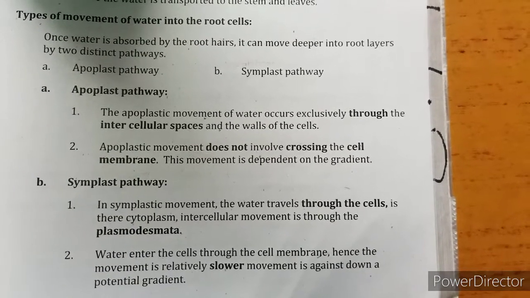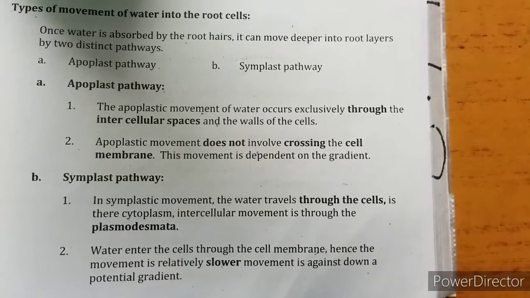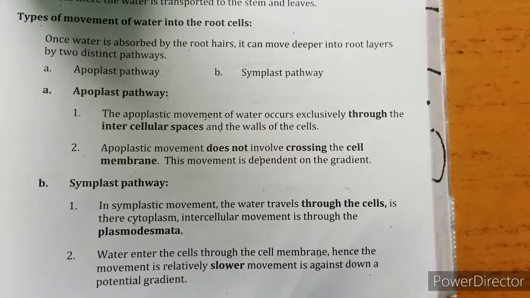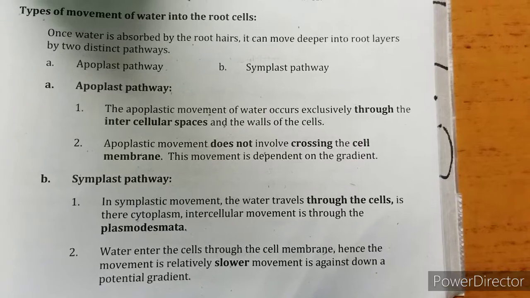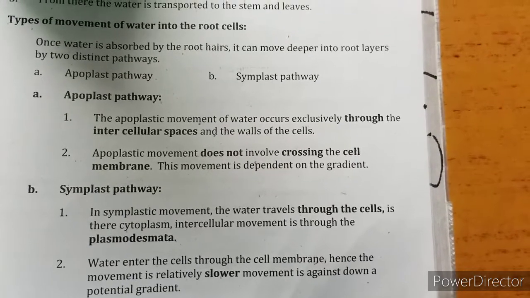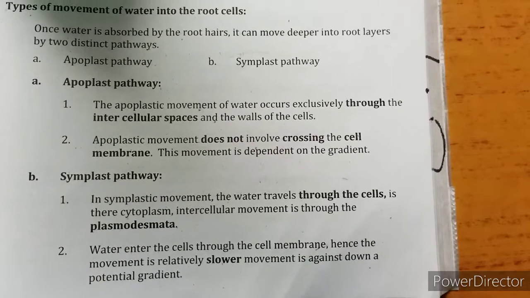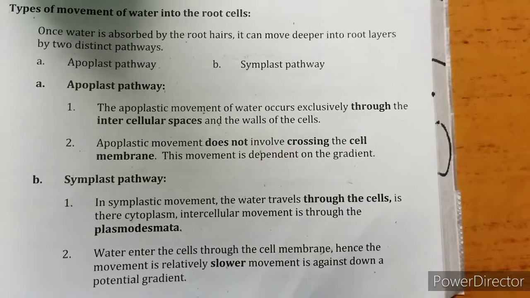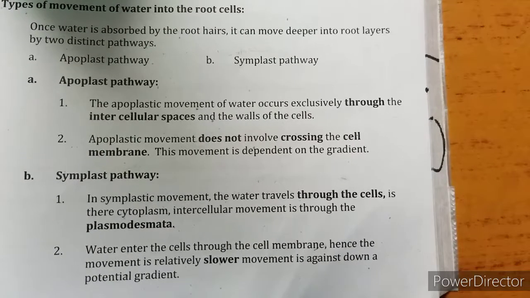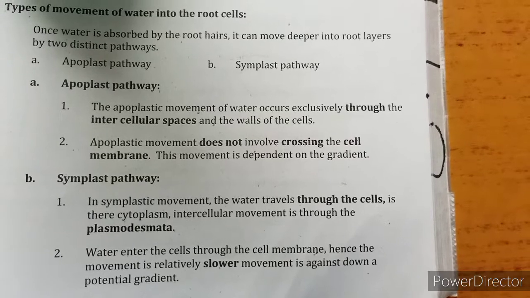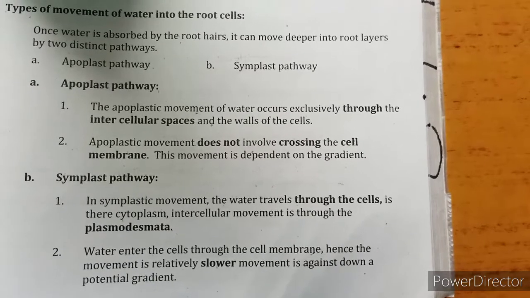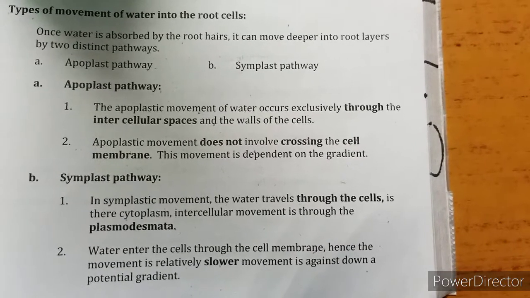Symplast pathway. In symplastic movement, the water travels through the cells, in their cytoplasm. Intercellular movement is through the plasmodesmata. Water enters the cell through the cell membrane. Hence, the movement is relatively slower. Movement is along a potential gradient.